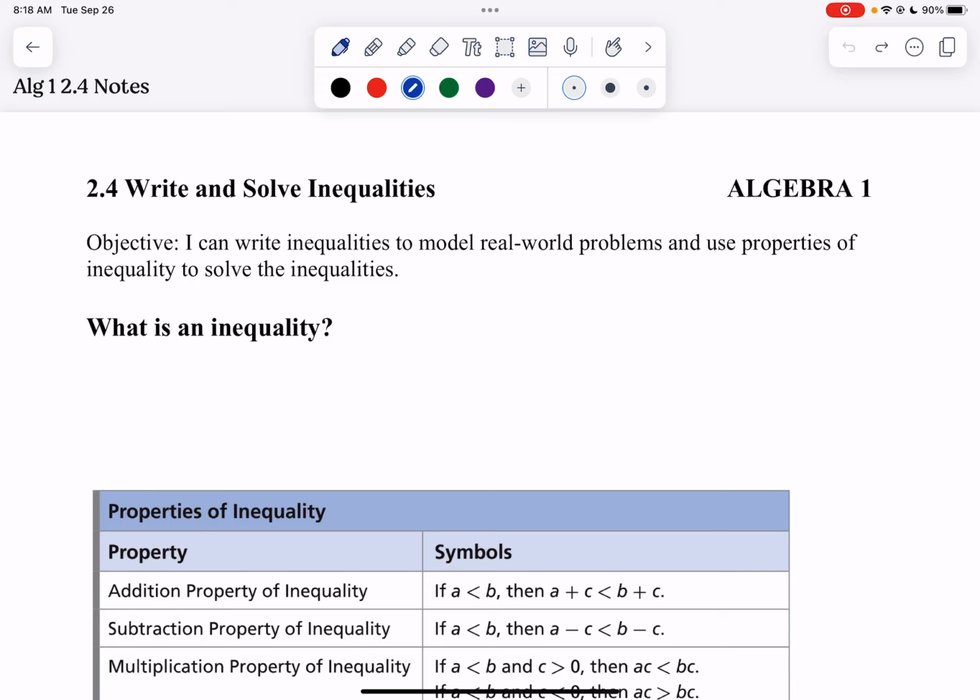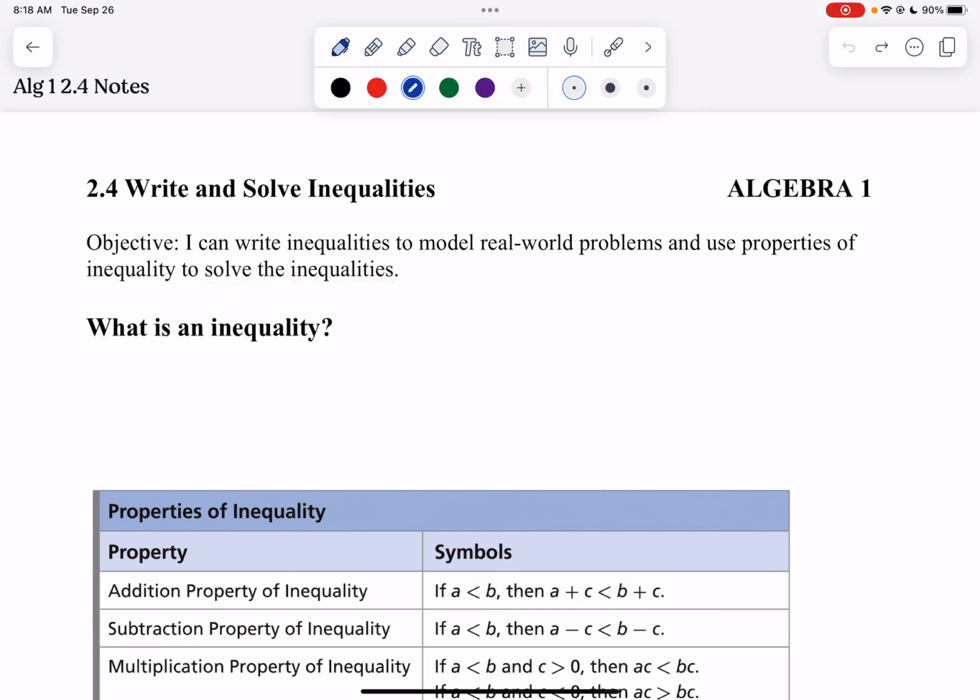Section 2.4, write and solve inequalities. Our objective is going to be to write inequalities to model real-world problems and use our properties of equality to solve the inequalities, okay?